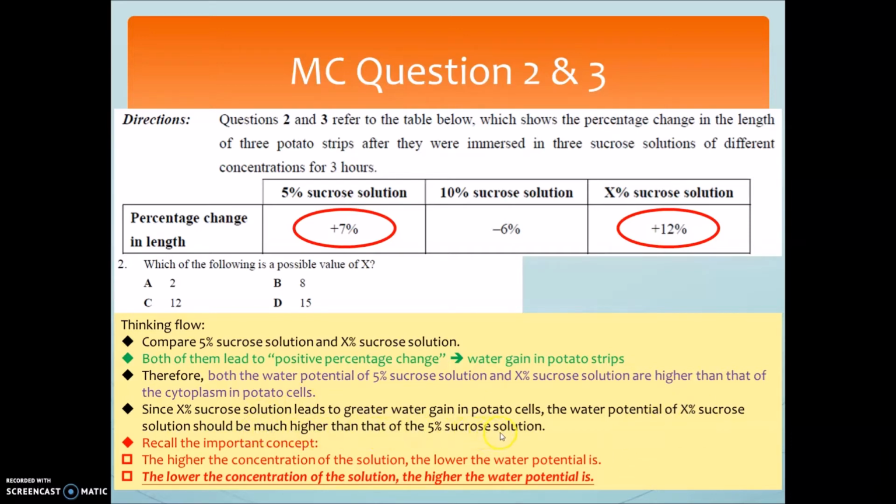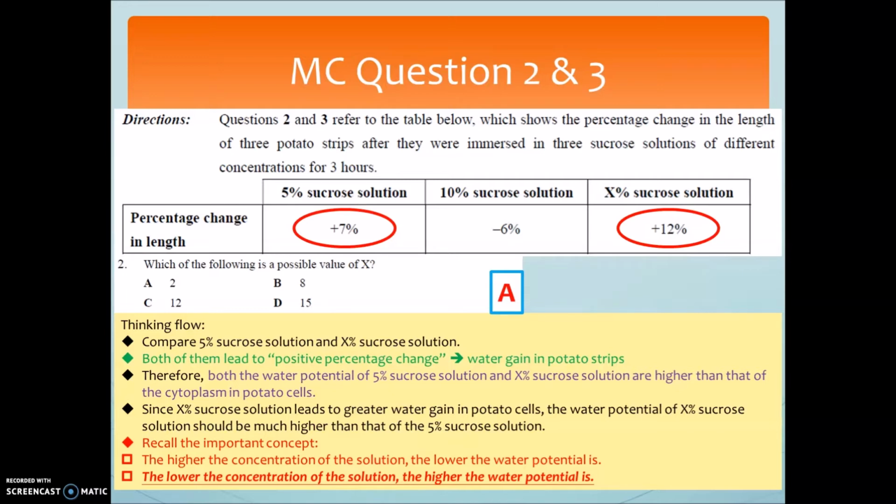sucrose solution. And according to the important concept I mentioned before, the lower the concentration of the solution, the higher the water potential is. So the X% sucrose solution has a higher water potential. That means it should have a lower concentration of sucrose. So the answer is one and only one, A, 2% sucrose solution.